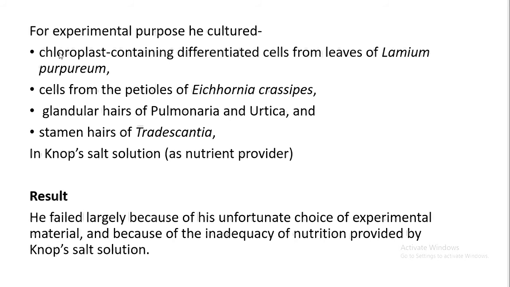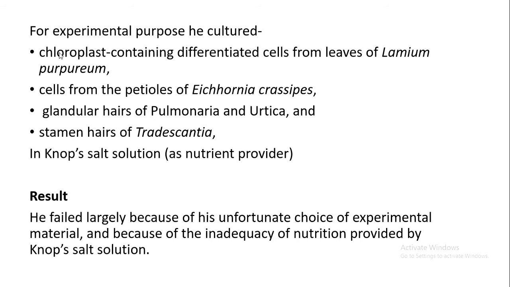Otherwise, the cellular totipotency or dividing capacity of other cells is not as much as that of a root tip or tip cells, apical meristem, whatever it is, the tip cells. We have to take cells from there. He never took cells from there. That was one of the major reasons for his experimental failure.